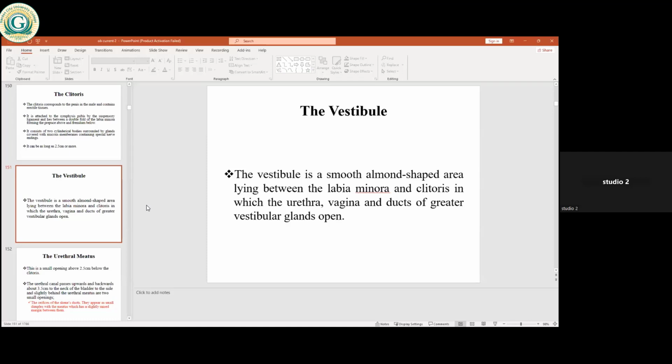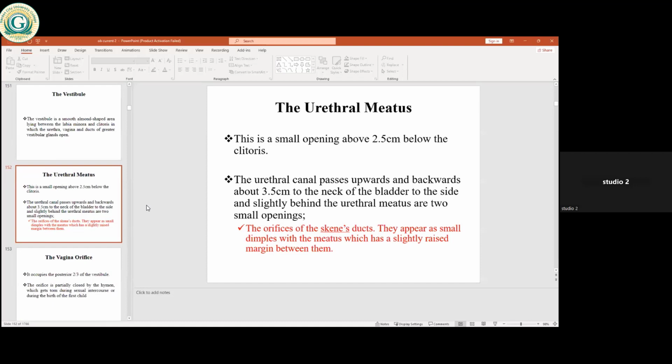That is the meatus we are talking about, a small opening about 2.5 centimeters below the clitoris. The urethral canal passes upwards and backwards about 3.5 centimeters to the neck of the bladder. To the side and slightly behind the urethral meatus are two small openings. When you see that hole, we have the orifice of the Skene's ducts. Please take note of it. It is very important when you are reading your notes. They appear as small dimples with a slightly raised margin between them and the meatus.